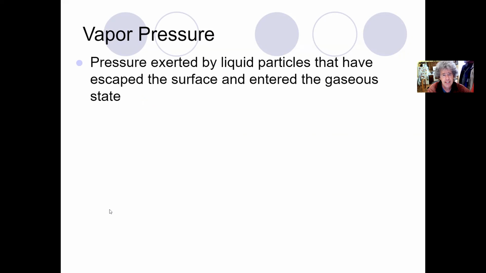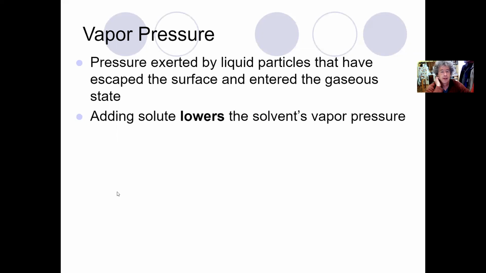Now, relating to this is a thing called vapor pressure. It's basically the pressure exerted by liquid particles that have escaped the surface and entered the gaseous state. If you have a liquid and these particles are moving around, some of them will escape up and be in the air, bouncing around, and that will be pushing down on the liquid. So there's a certain pressure pushing down on the liquid at all times. If you add a solute, it will lower the vapor pressure. Essentially, by having the solute there, you have little blocks that keep things from evaporating, and that lowers the vapor pressure.